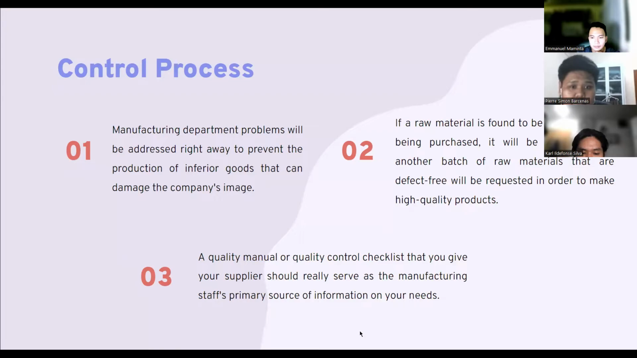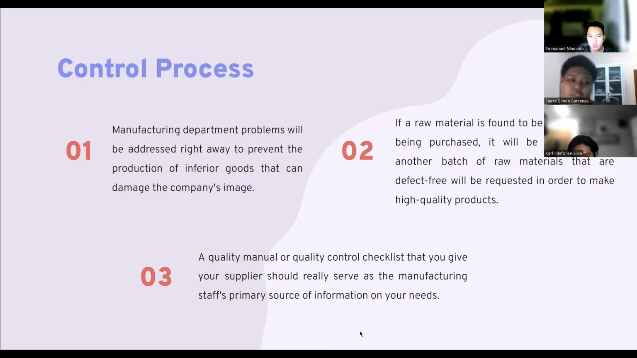Waiting until after production to address quality defects often means that quality defects that could have been prevented now affect a large portion of your order. So to prevent this kind of mistake, we created 7 control processes to prevent quality defects.